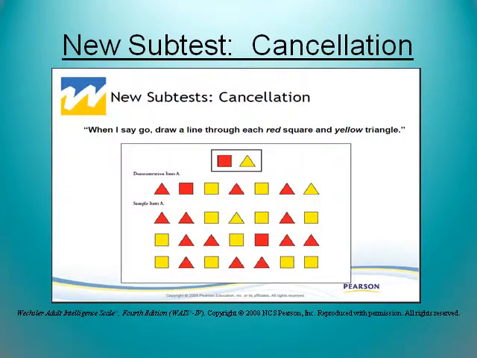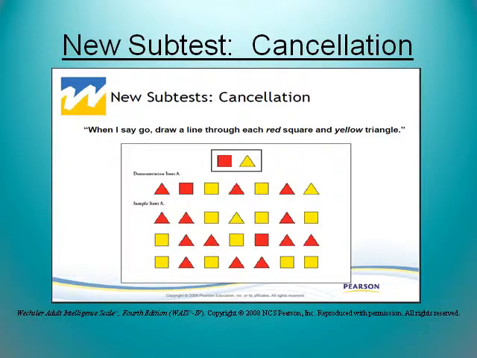This is the demonstration. So you would go through and put a slash there and a slash there, and then the sample. And the person would go through and put slashes through each yellow triangle and red square. And there are 2 of these. There's another one and this one. And you time them for a specific time of 45 seconds. And you say go, and then you say stop.